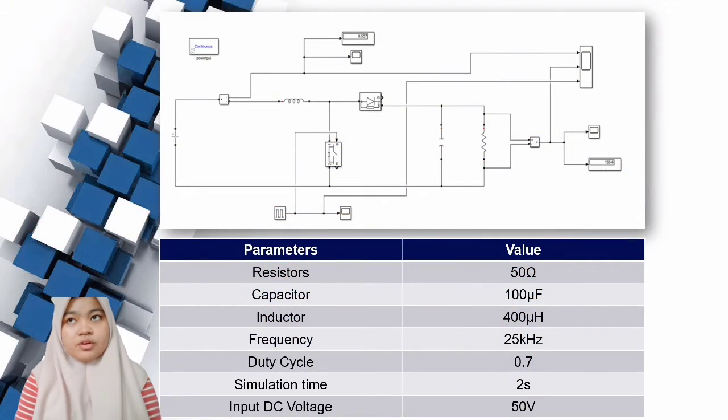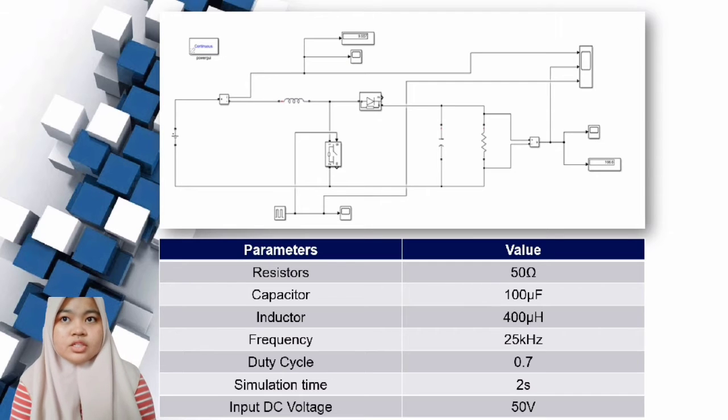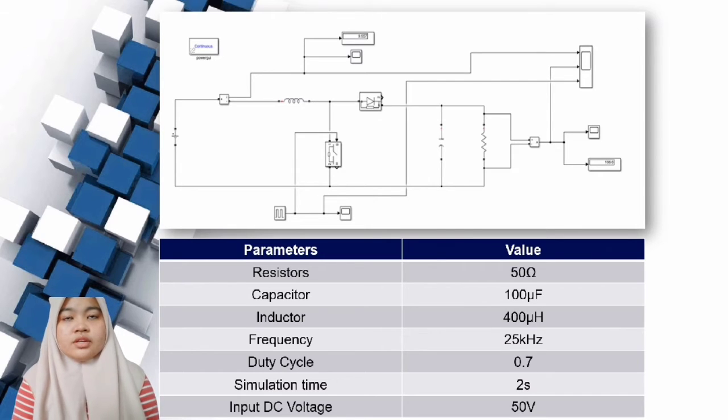I will represent my part of the simulation. For the simulation, we are using Simulink in MATLAB to construct the circuit of the DC-DC boost converter. For this circuit, we apply a DC voltage source with a value of 50 volts, connected to the inductor. The value is 400 microhenry, then connected to the diode, and then the ideal switch, also the pulse generator.